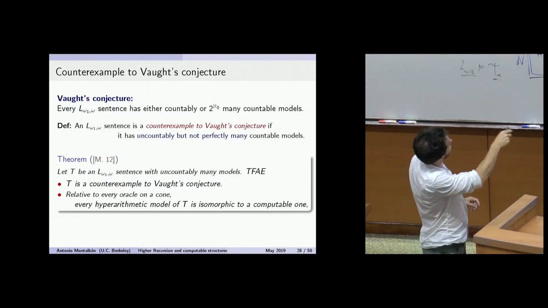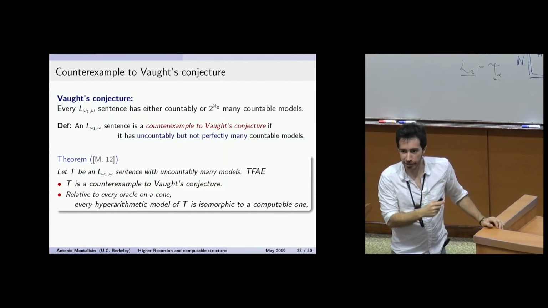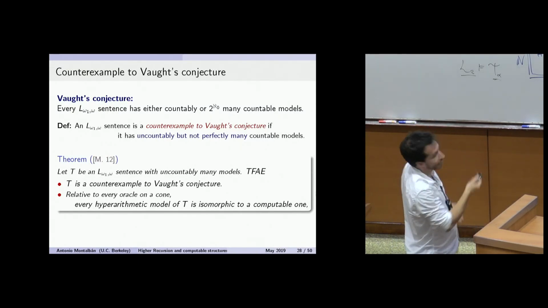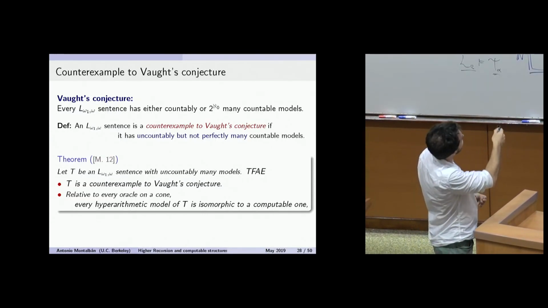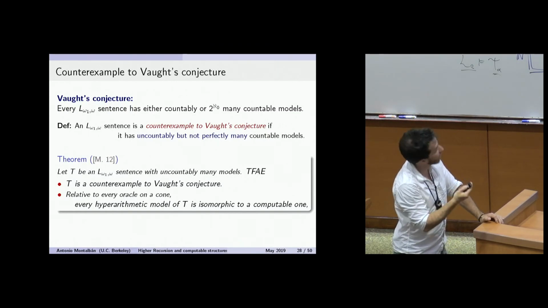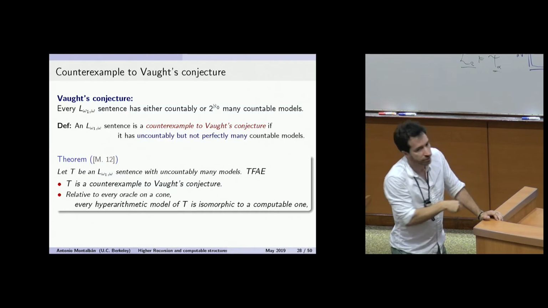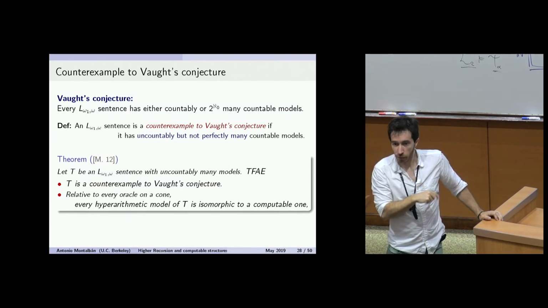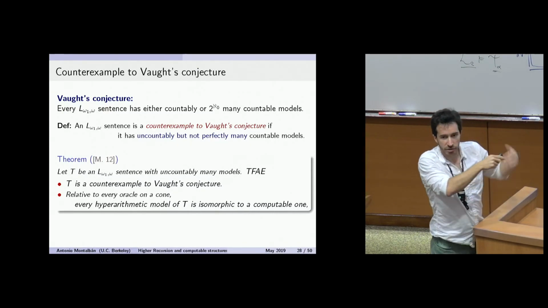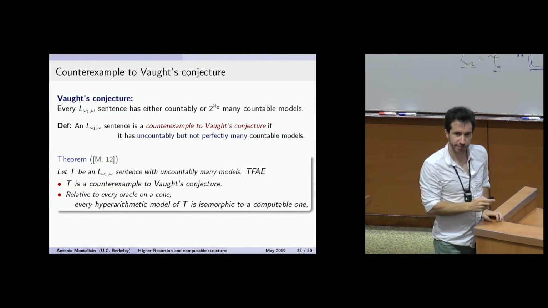So relative to some oracle is important to make the theorem true, though morally it's not that important. I'm sure if you find a counterexample, this is going to be true without the oracle. In a sense, it's another example of hyperarithmetic is recursive. If you have a hyperarithmetic model of T, it's isomorphic to a computable one. It's another example of this property if we had a counterexample to Vaught's conjecture. Vaught's conjecture is open. We don't know if a counterexample exists. If it exists, it will be.